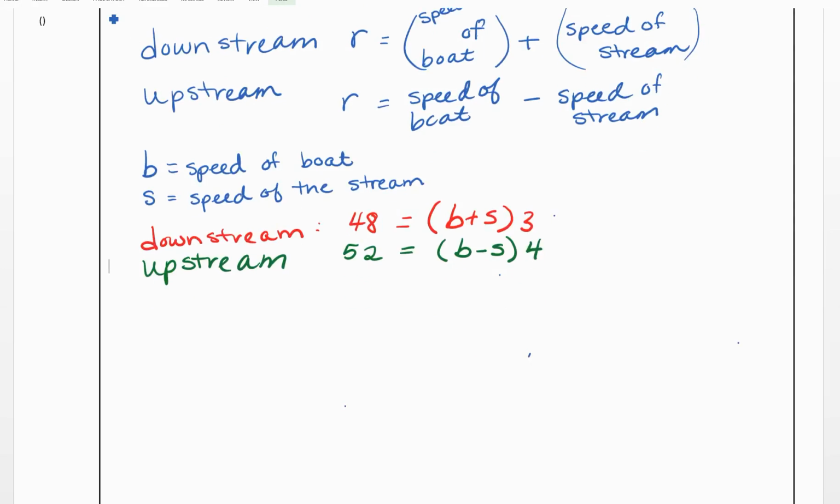Okay, now let's write them out a little bit easier. So first I'm going to distribute this 3. So I'll write this whole equation here. So 48 equals 3b plus 3s. And for the second one, I need to distribute the 4. So we're going to bring this one down here.